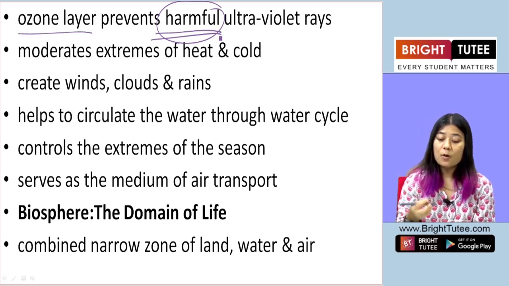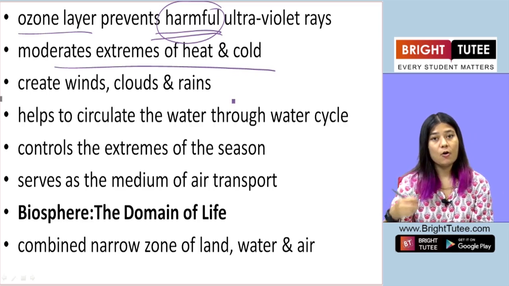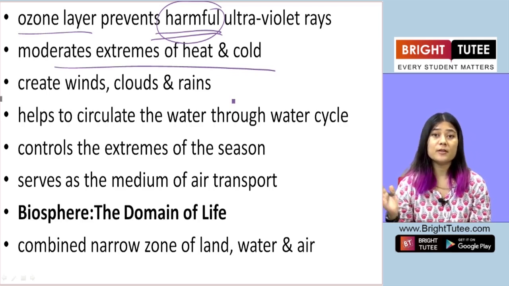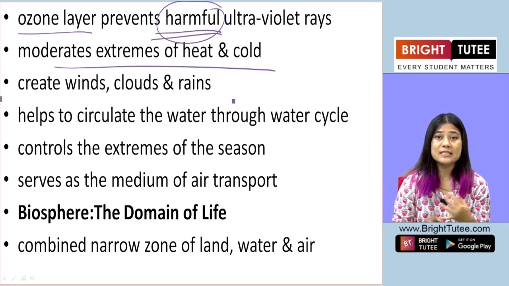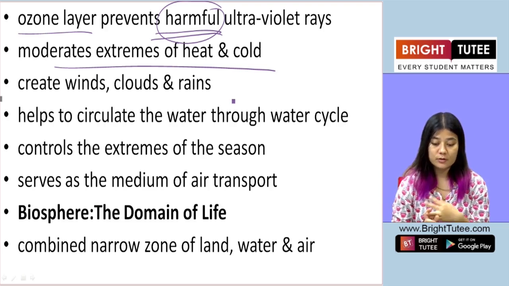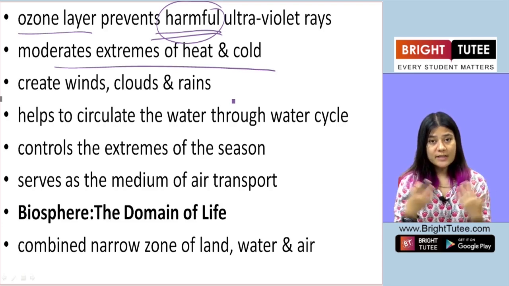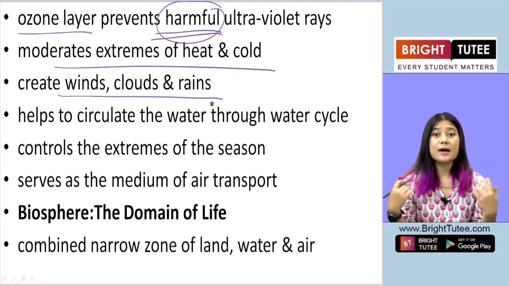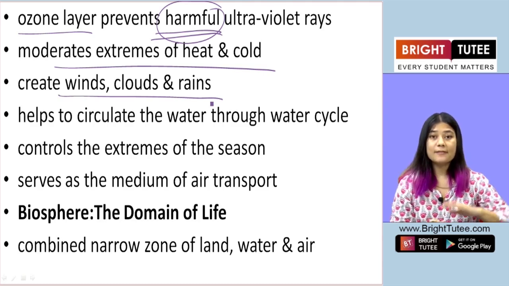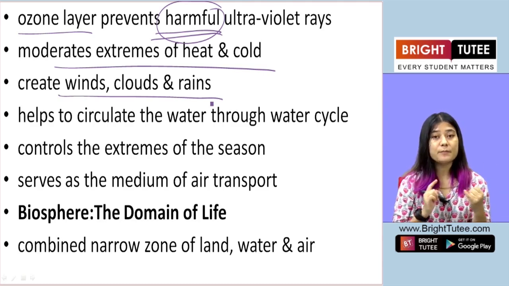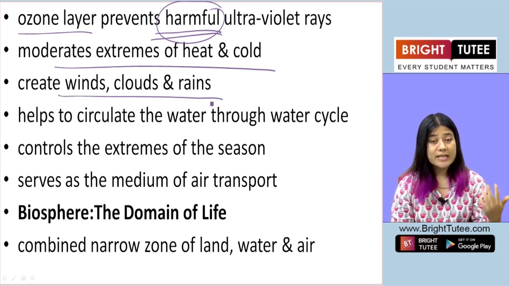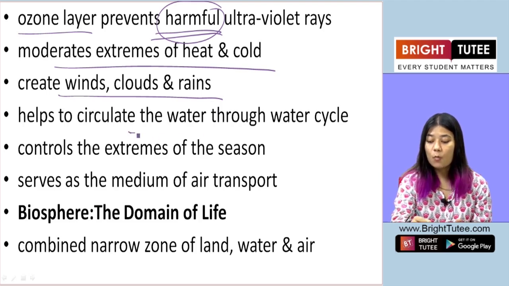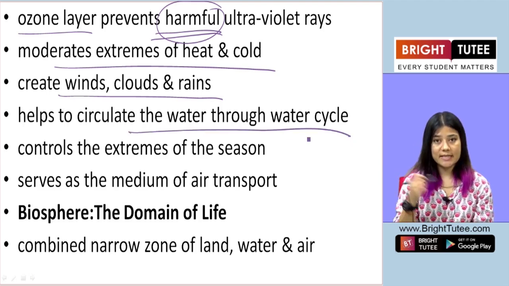The atmosphere moderates the temperature of the surface of the Earth. So we do not have extreme weather conditions. We do not have extreme heat. We do not have extreme cold. Because of the atmosphere, winds, clouds and rain are created. Had there been no atmosphere, there would have been no wind, no cloud, no rain. Alright, so it helps circulate the water through the water cycle.